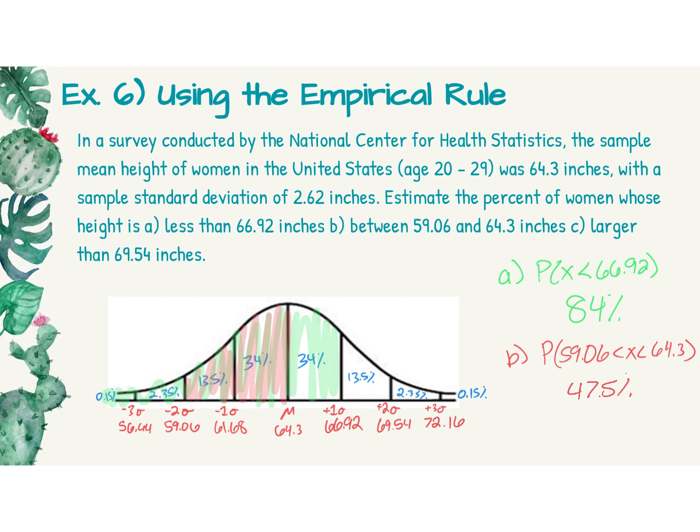And then the last one wants to know larger than 69.54. So we're looking at everything to the right of 69.54. That's just those two pieces right there. Those are going to add together and give us 2.5%.